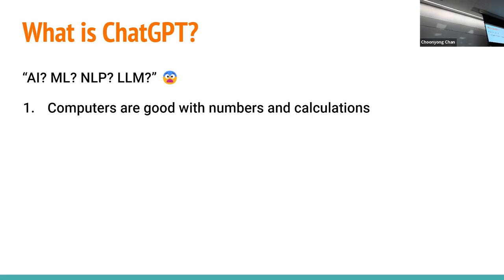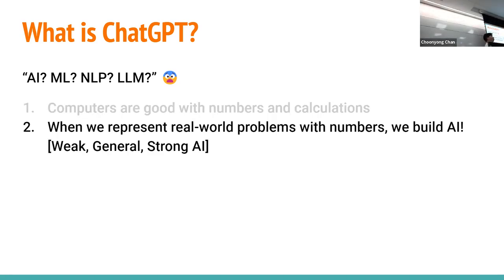As we mentioned in our first workshop, we all had a fundamental understanding that computers are very good with numbers and calculations. So it's not very foreign if I introduce the idea that computers run on a binary system, zeros and ones, and how we interpret these numbers allows the computer to do calculations on them. The next understanding is that when we are able to represent real world problems with numbers, we can build an artificial intelligence system. Artificial intelligence generally just means using computers to mimic how humans reason about things, human intelligence basically.